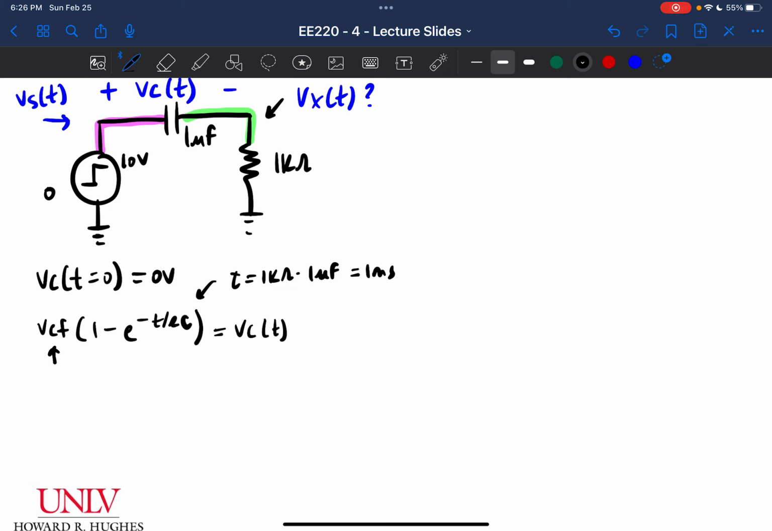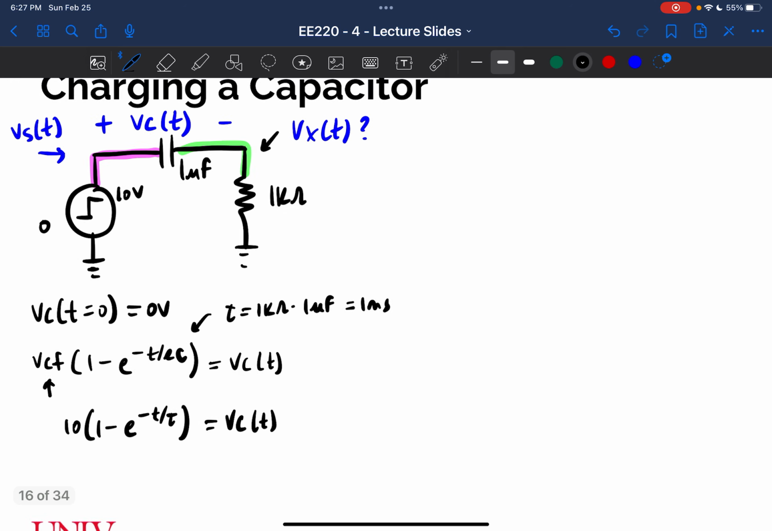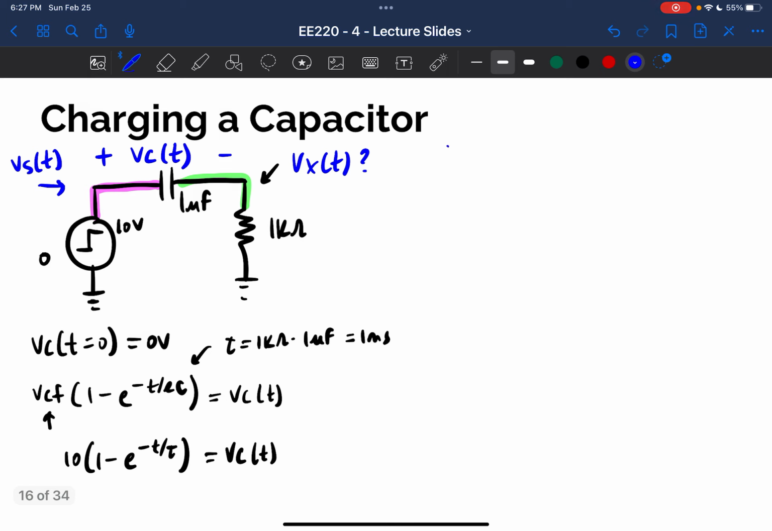So then my equation here is just 10 times 1 minus e to the minus t over tau is equal to Vc of t. And so what that tells me again is the Vc of t. It's the voltage across my capacitor, but it doesn't tell me Vx of t, okay? Vx of t is that green node voltage. Vs of t is the pink node voltage. And Vc of t is the difference between the two. So if I were to write an expression here using KVL, I could say that Vs of t minus Vc of t, right, minus the drop across the capacitor, is actually what gives me Vx of t.